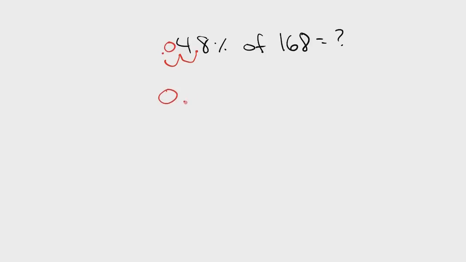So I end up with 0.048. Remember, it's 2 spaces no matter what. When you do a percent to a decimal, it's to the left. And when you do a decimal to a percent, it is to the right. The of is multiplication, and we get 168. So we just quickly multiply.